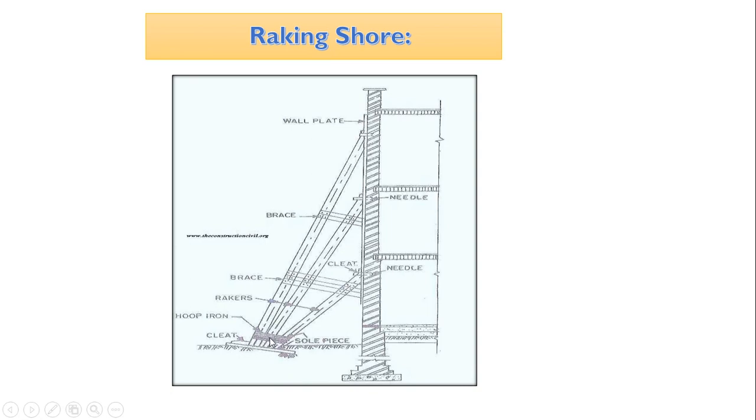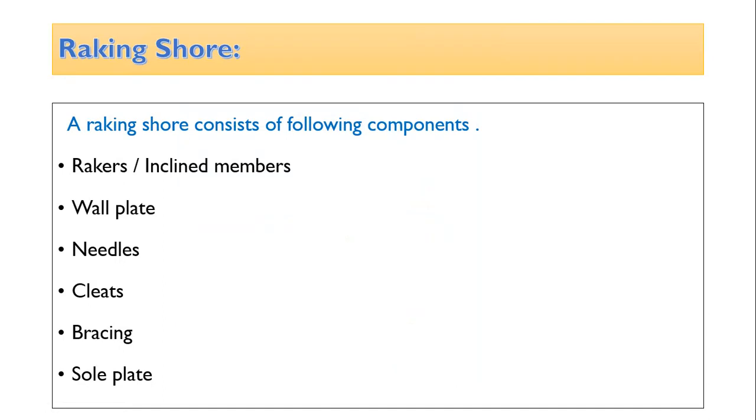So here the sole plate is provided. The angle limit is 45 degrees to 75 degrees, as mentioned. Cleating is done, the sole plate is provided, and braces are done so that it will provide firm support. This is called a raking shore. It is an inclined support. Now next are the raking shore parts. The elements of the raking shore we have already discussed: rakers, which are inclined members, wall plate, needles, cleats, bracings, and the sole plate at the base.